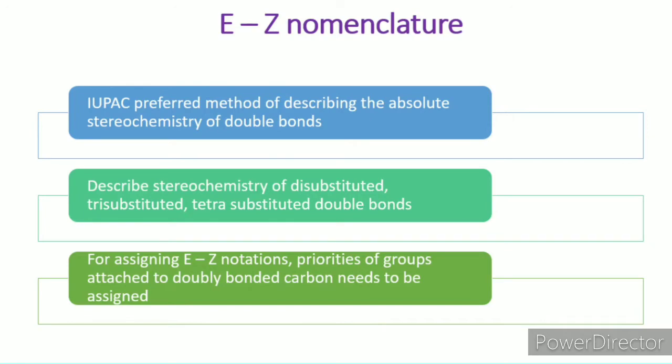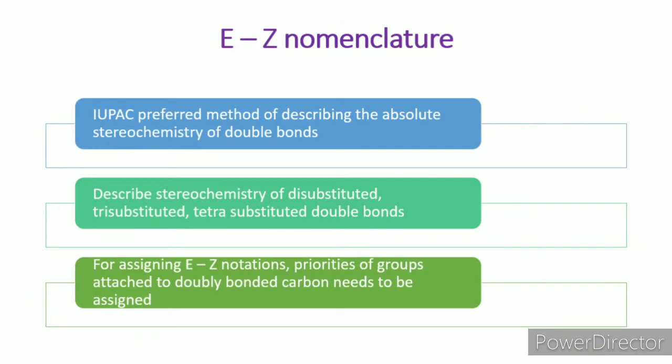So, a more robust system has been developed, which is known as the EZ nomenclature system. EZ nomenclature is the IUPAC preferred method of describing the absolute stereochemistry of double bonds. It can be used for any type of compound, that is, di-substituted, tri-substituted or tetra-substituted compounds. Of course, it is a little more complex system where we need to assign priorities of groups. So let's check how to assign EZ notations.